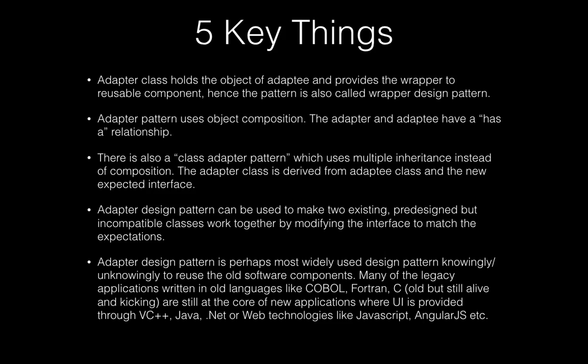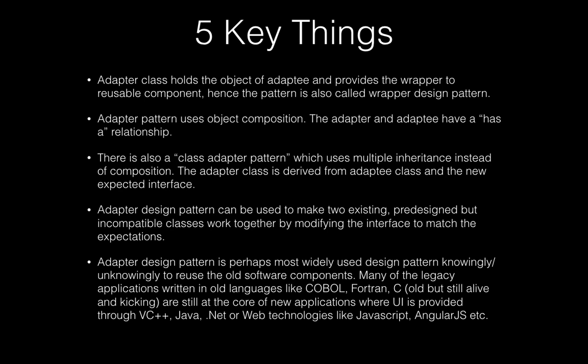So now we are at the end where we will see the 5 key things that you should know about the adapter class. Basically the adapter class holds the object of the adaptee, as we saw here, and then provides the wrapper. So it's also called the wrapper design pattern. This pattern uses object composition, and hence the adapter and adaptee have a has-a relationship.